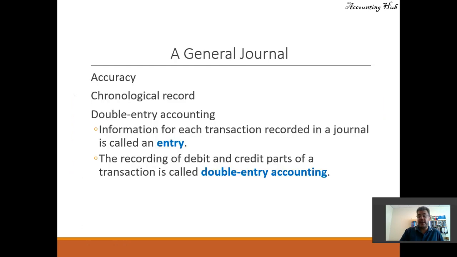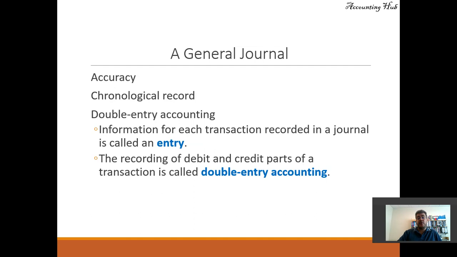So what do we expect in a general journal? Accuracy, we need to do it right. Chronological record. In the past, when we did it manually, it was a huge problem, because if we forgot anything, we had to add it manually, add rows and so on. Now it is based on software, so the software does that for us. So they present it in chronological order.